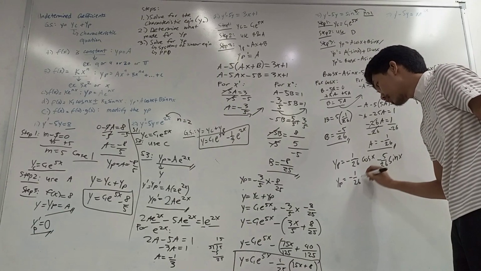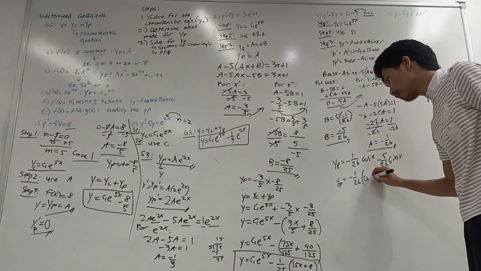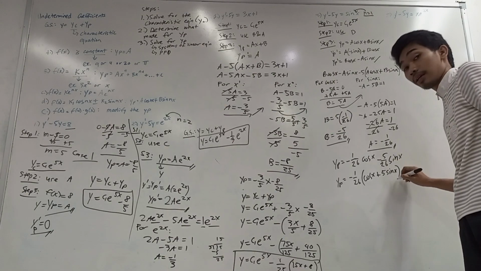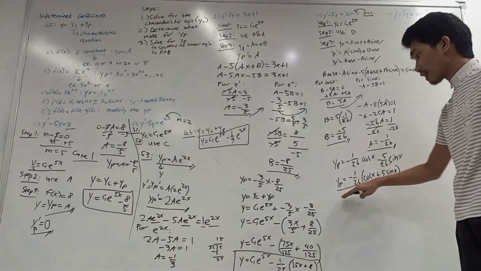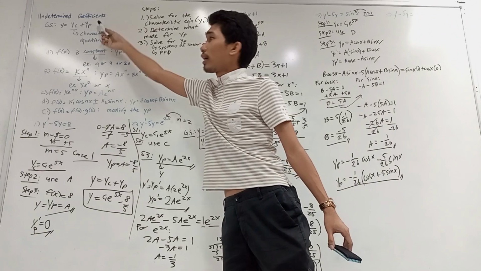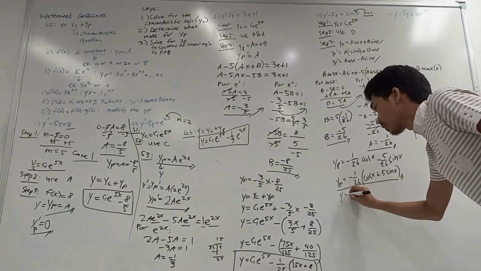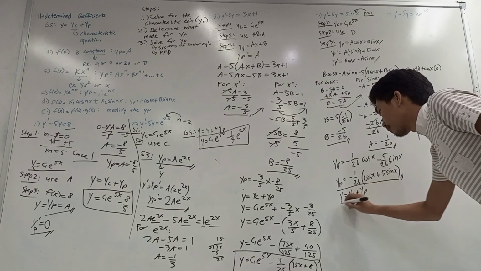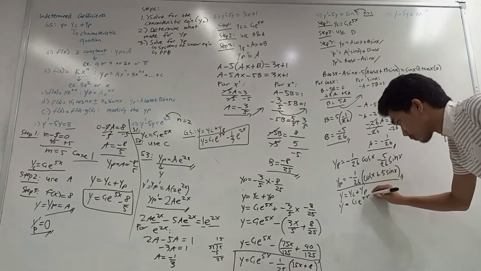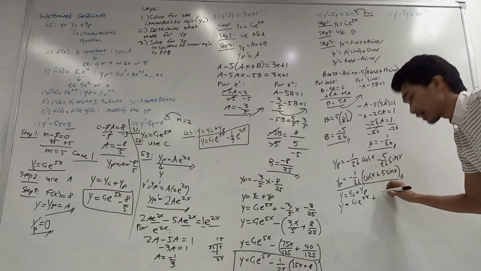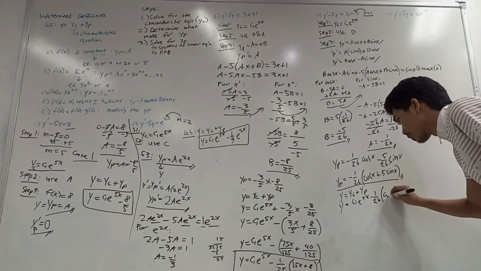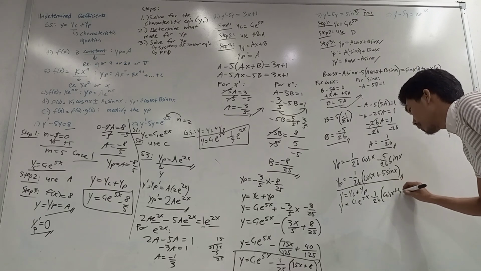So, simplifying yp, negative 1 over 26. Anong may 1? Meron tayong positive cos x plus 5 sin of x. So, ito na yung ating yp. Isaksak lang natin siya dito sa ating general formula ng yc plus yp. So, y is equals to yc plus yp. Y is equals to c1 e raised to 5x plus ang yp natin na negative 1 over 26 times cos x plus 5.